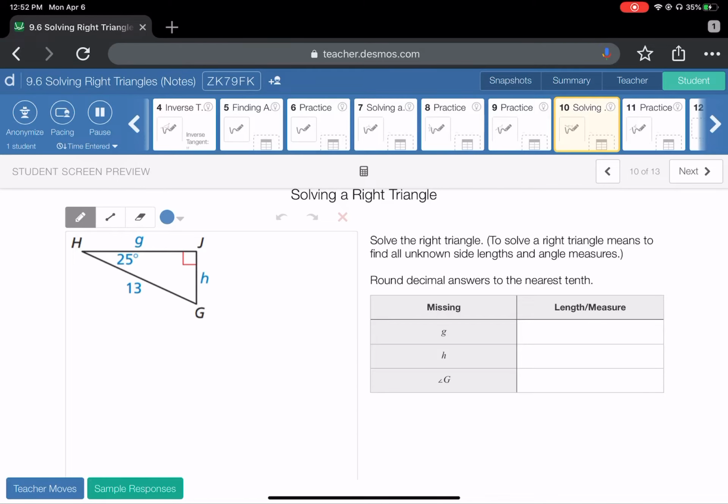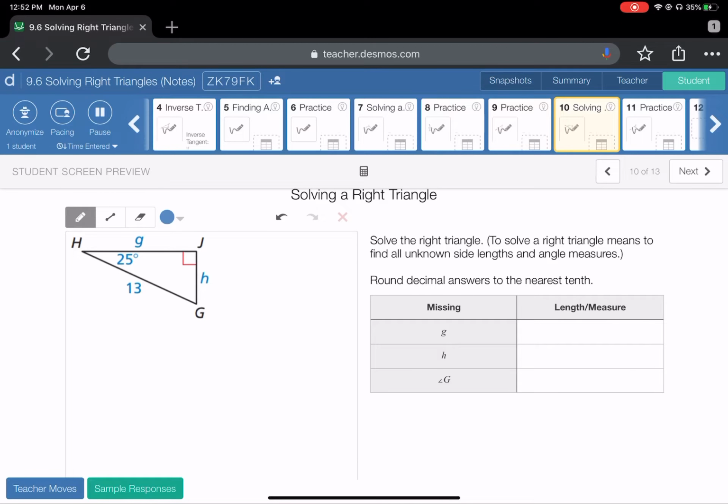Here's another example, but let's take a look at this one. We have a triangle that has two missing sides. On the other one, we had A and B, and we were able to find C. If we were to set this up as A squared plus B squared is equal to C squared, we're going to get two variables, and there's no way for us to be able to solve for that because we have two variables.